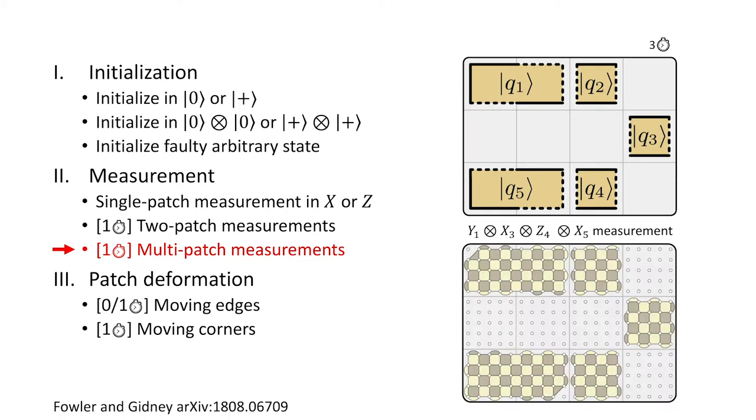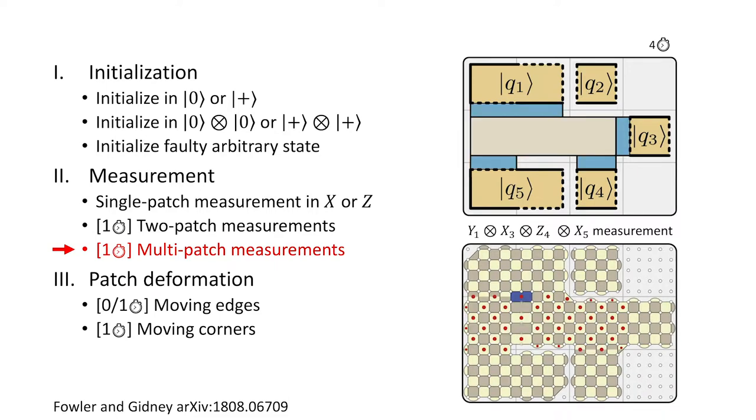Now, the way this is done with surface codes was described by Austin Fowler and Craig Gidney last year. Basically, in the ancilla region, you initialize all qubits in the plus state, and then you fuse all of these patches together. You do basically multiple lattice surgeries at the same time. Then you measure these qubits in the X basis again. So it's multiple lattice surgeries at the same time.